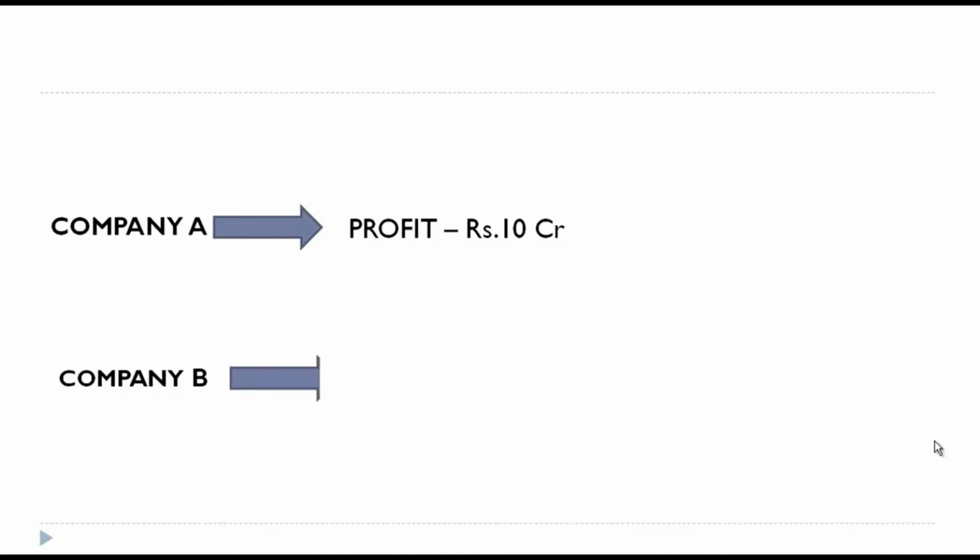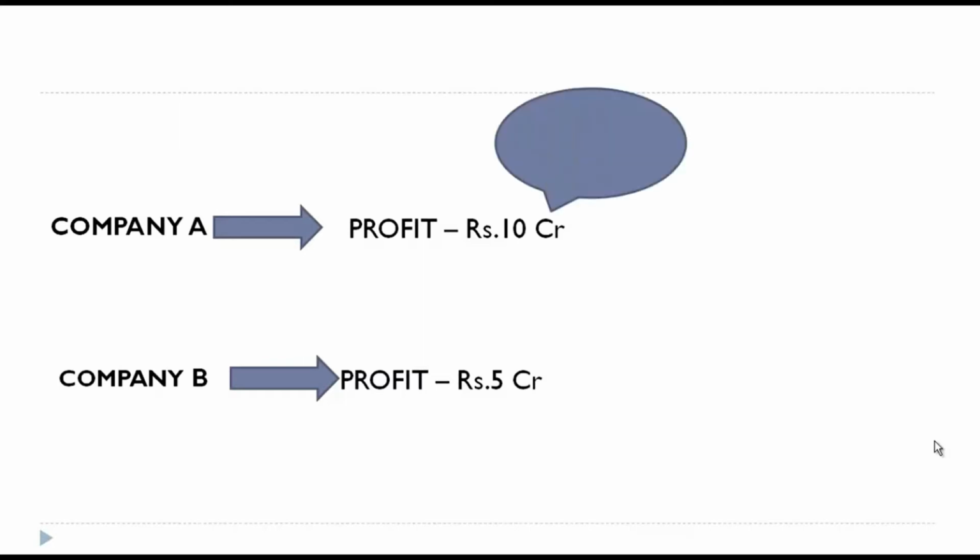Let's say there is a company called company A and there is another company called company B. Company A has reported a profit of 10 crore and company B has reported a profit of 5 crore. Now if I ask you which company has done well given only this information, you would say company A has made a good show because it has achieved a profit of 10 crore.